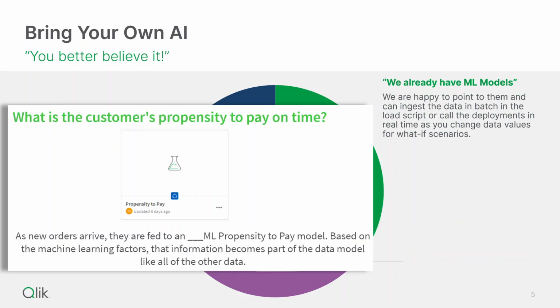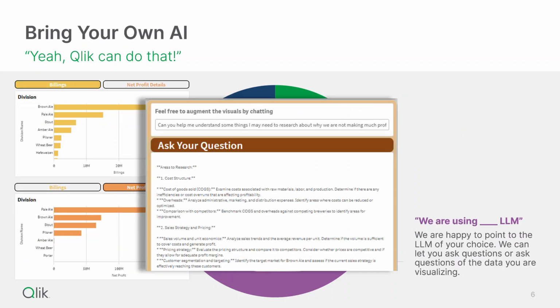Well, how do we do that? Let's pretend you've got a propensity to pay machine learning model. I don't really care what you've implemented that in, whether it was Qlik or some vendor's propensity to pay. You want to be able to pass data for new orders and find out whether or not that customer is going to be likely to pay on time. I'm happy to do that for you. We can absolutely handle that use case.